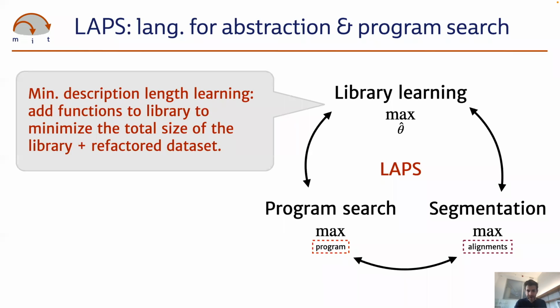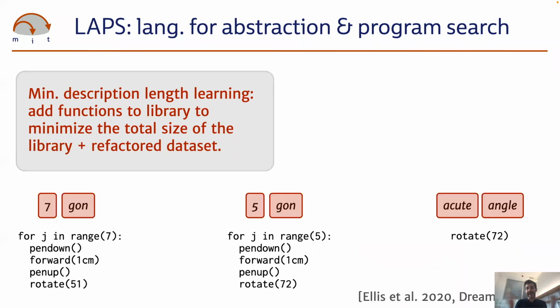And again, I think the easiest way to look at this is through an example rather than a formal specification. So let's dive into that right now. Suppose that in the course of solving this learning problem, I have the following 3 programs. And don't worry yet about where they came from. Each of these programs is labeled with natural language descriptions. So one that says 7 gone, one that says 5 gone, one that says acute angle.